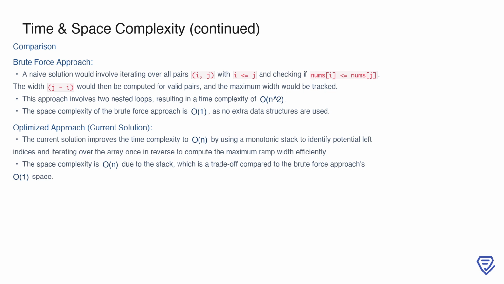In contrast, our optimized solution significantly improves the time complexity to O(n) by using a monotonic stack to identify potential left indices and efficiently computing the maximum ramp width in a single traversal. The trade-off is in space complexity, which increases to O(n) due to the stack. This comparison highlights the efficiency gained in time at the cost of using additional memory.